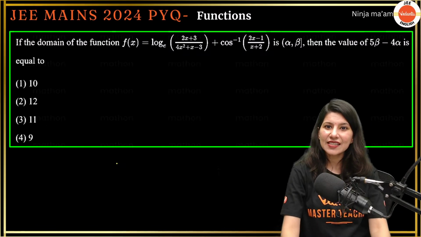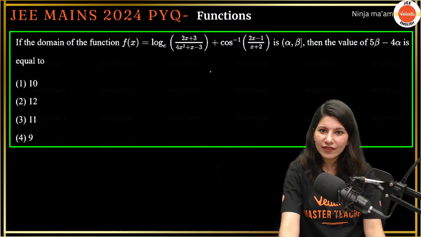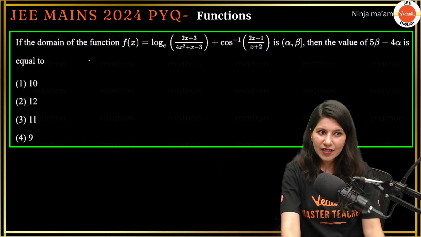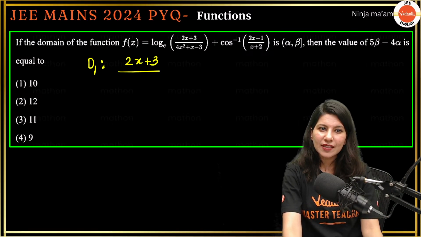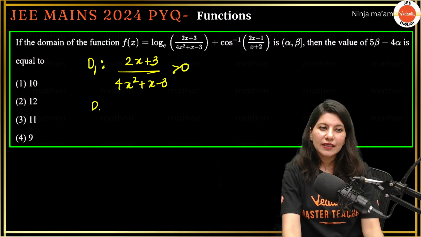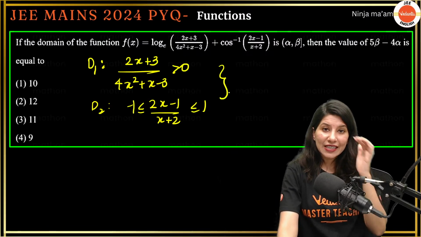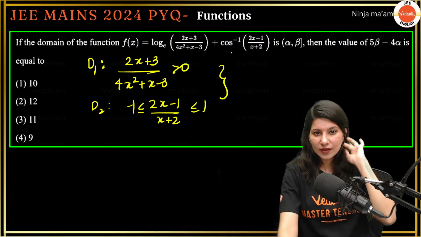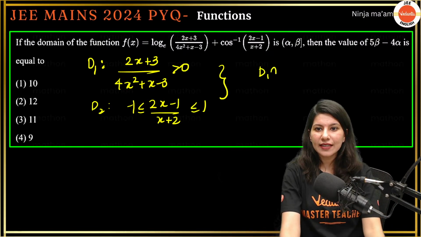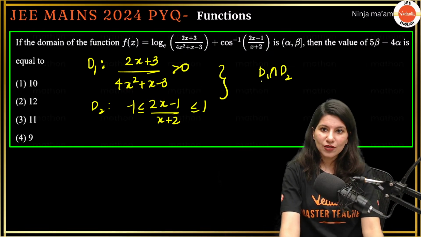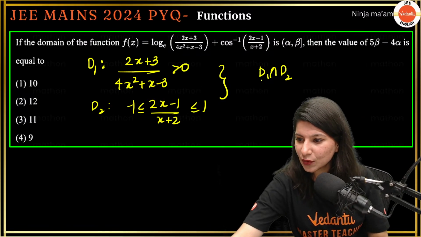And again, this is a similar type of problem. Now, can I give this problem as homework? In here again, same thing you have to do. d1, how will you calculate? 2x plus 3 upon 4x square plus x minus 3 greater than 0. d2 will be 2x minus 1 upon x plus 2 lying between 1 and minus 1. So basically you calculate d1 and d2 both, take the intersection and finally you can just solve it out. Can I leave this up to you?